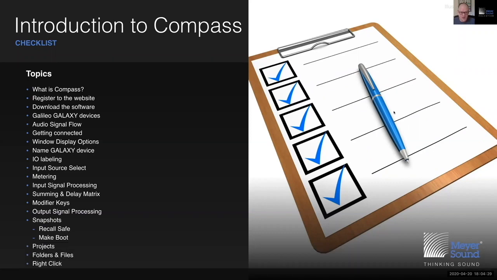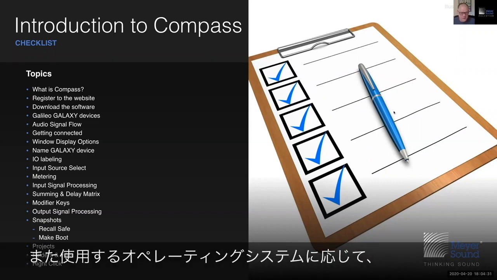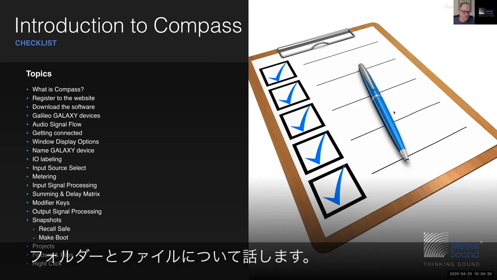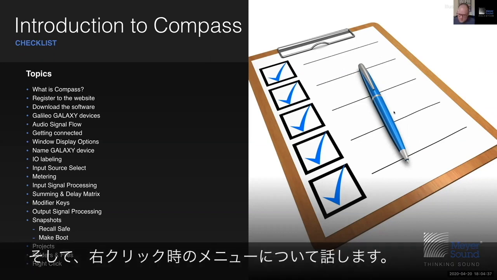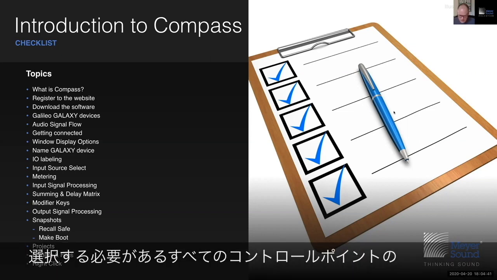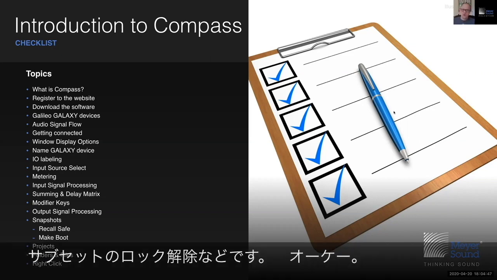We're all going to discuss that. We want to save projects, and I will leave you with telling you where all your folders and files live depending on your operating system. And then finally there's the right-click menu, which also unlocks a subset of all control points that we can choose from.